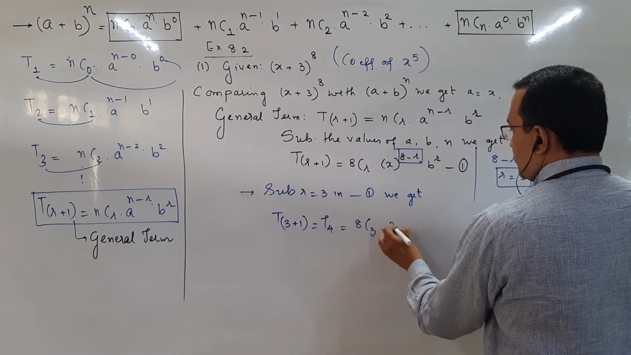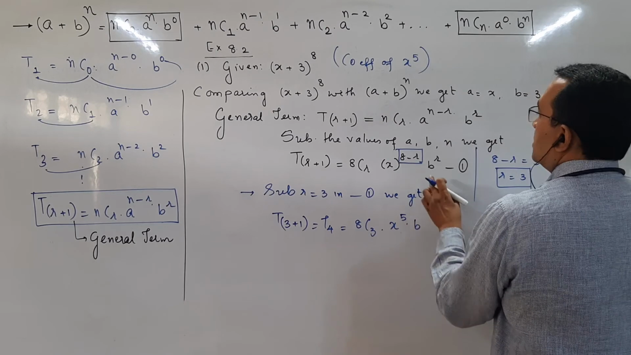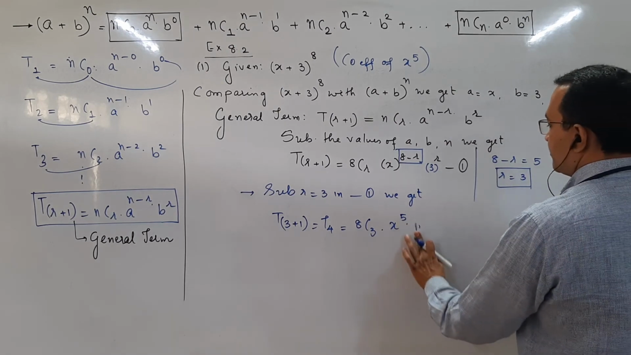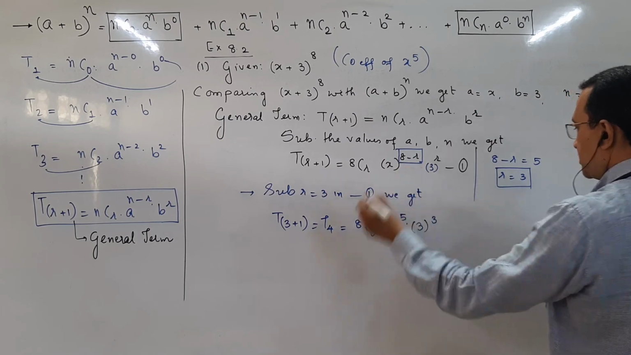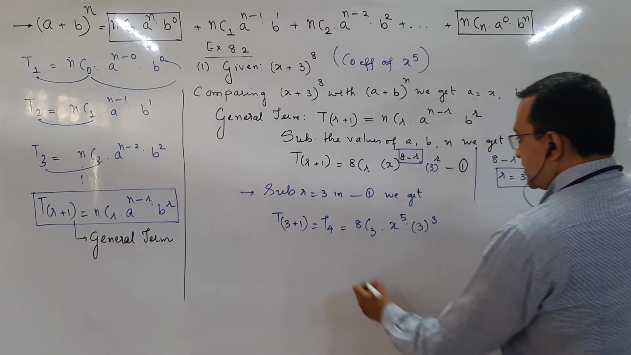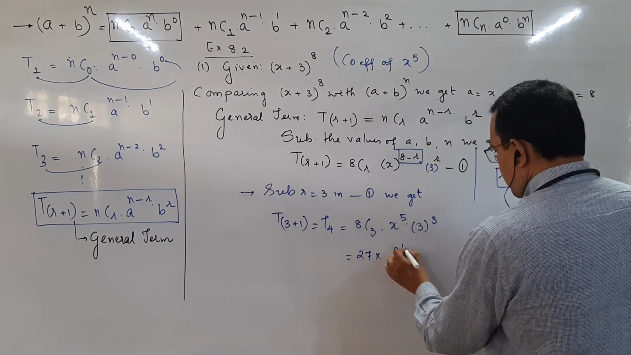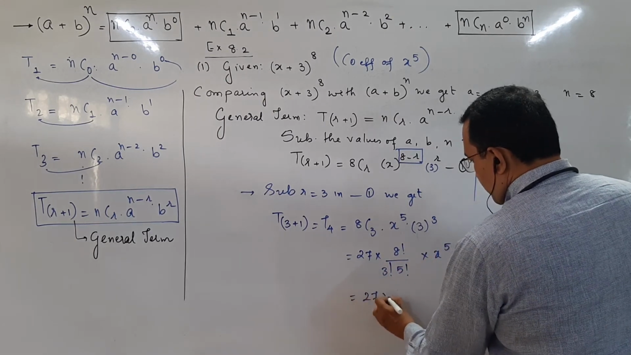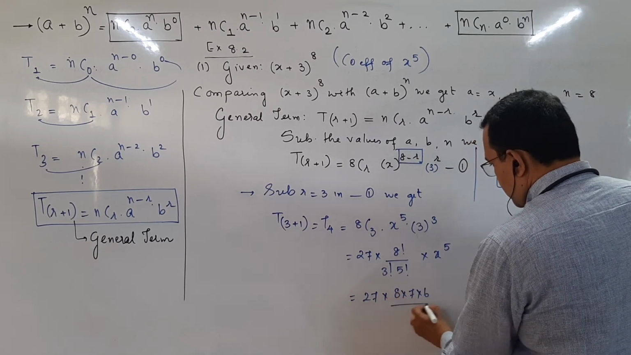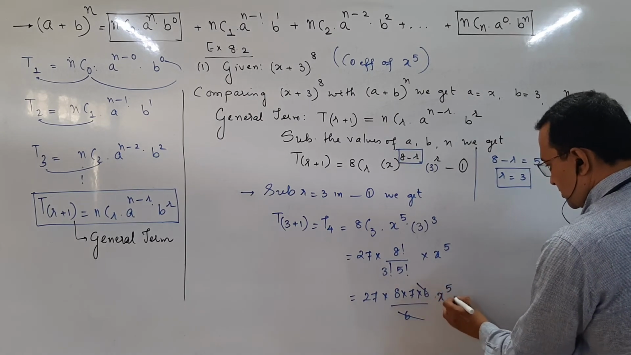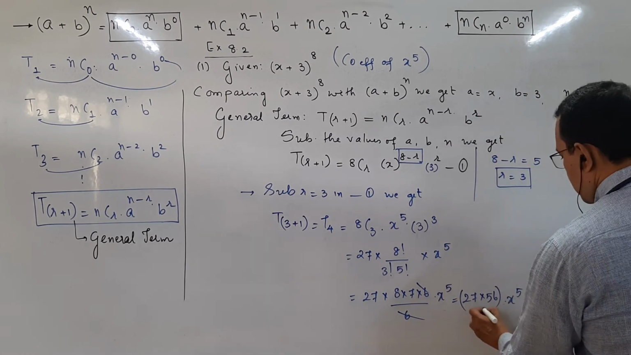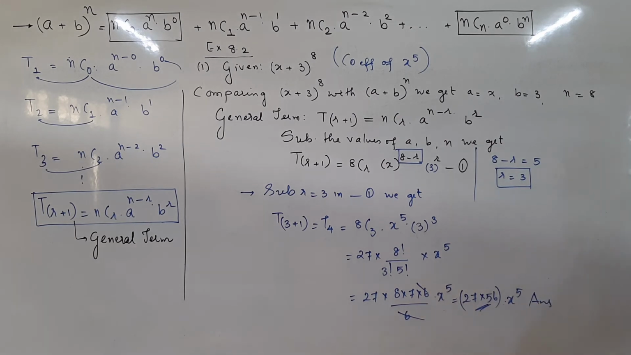So this will be 8C3 x raised to 5, b. Sorry, I should have written here 3 raised to r. By mistake I wrote b as general. So this is 3 raised to 3, which is 27. 8C3 is 8 factorial upon 3 factorial into 5 factorial, into x to the 5. So 27 into 8 into 7 into 6 upon 6, this cancels, into x to the 5. So 27 into 56 into x to the 5. Multiply 27 by 56. This is your answer.